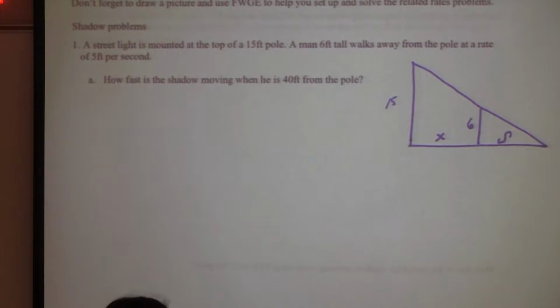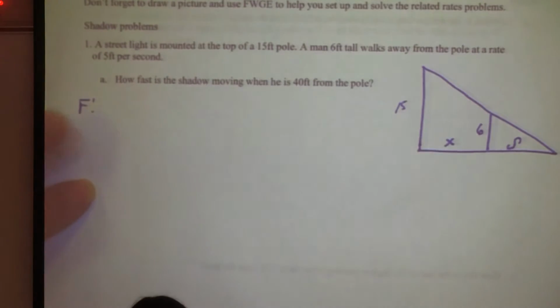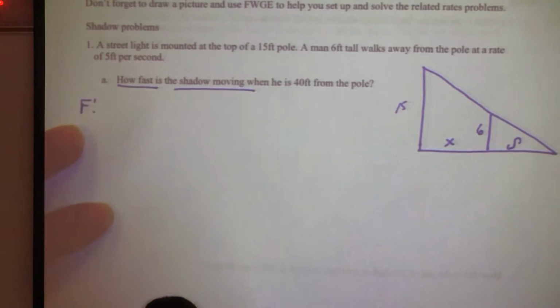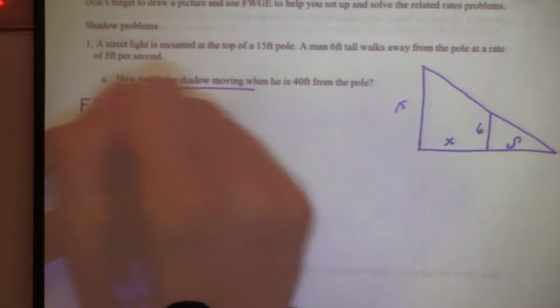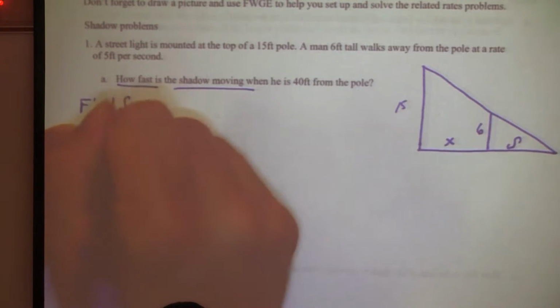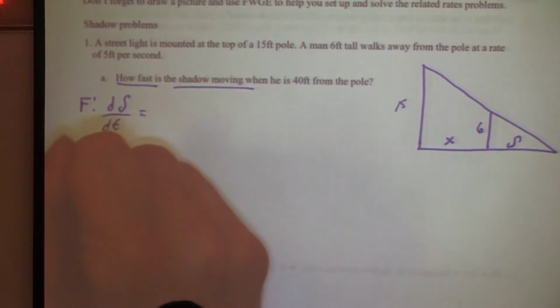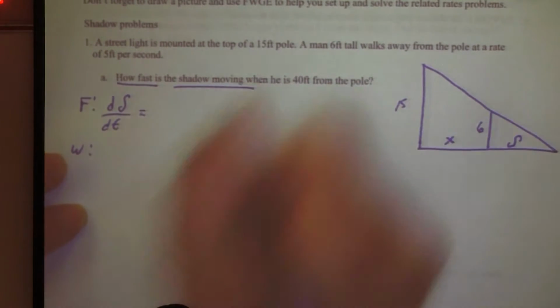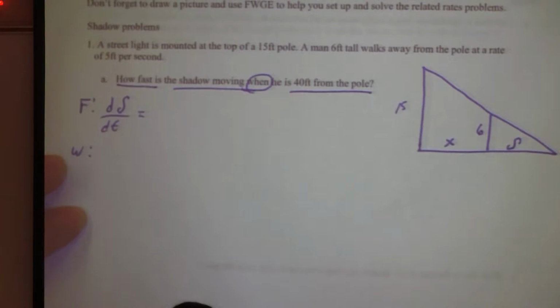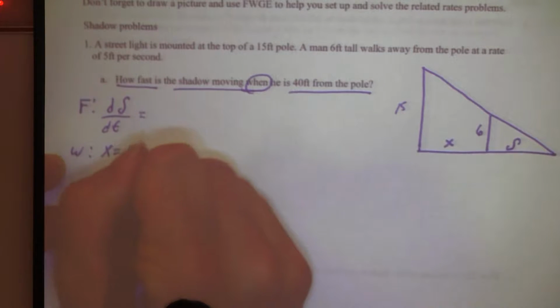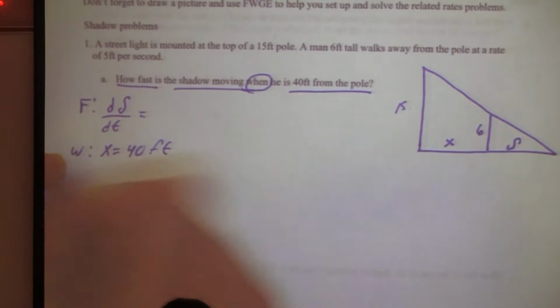Alright, so we got our picture set up nice and pretty. Let's jump into it, okay? What are we trying to find? How fast is the shadow moving? So how fast is this whole thing moving? So ds/dt. When? When he is 40 feet from the pole. So what would that be? X equals 40 feet, right?